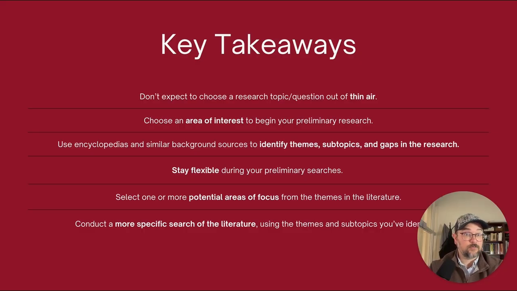Then at some point, once you've done some good preliminary research, choose one or more areas of focus and then redo your search activities, or refocus your search activities onto those areas of focus to see, okay, now that I've picked a few different themes, what then did the literature say about those things? And once you've done that, you're moving in the right direction of a good research question.